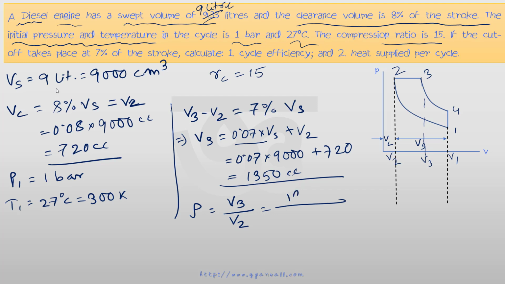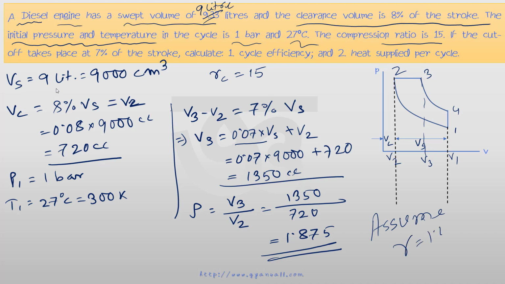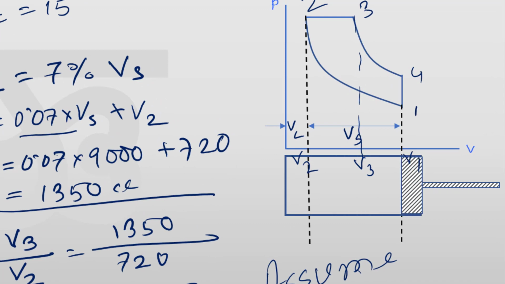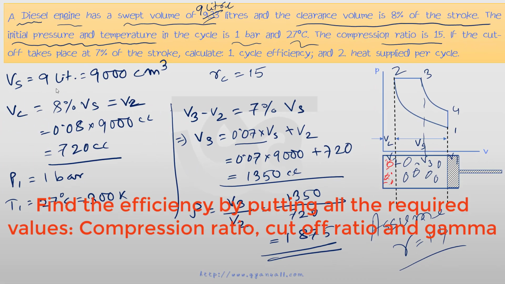So now we have to find out cutoff ratio, equal to V3 divided by V2, that is equal to 1350 divided by V2, which is 720, and that is equal to, I think, 1.875. So we got the cutoff ratio. Now we need the gamma, so we assume that gamma is equal to 1.4. So with this value we can calculate the air standard efficiency. In this diagram you can see this is the stroke volume Vs, and this is the clearance volume.